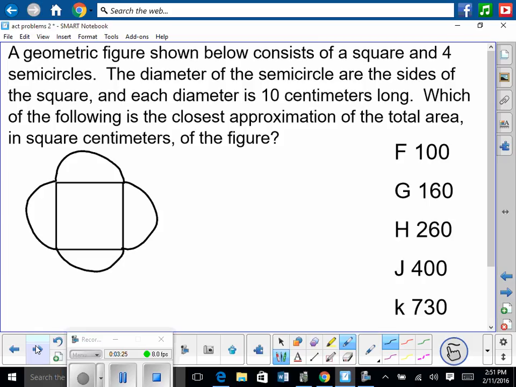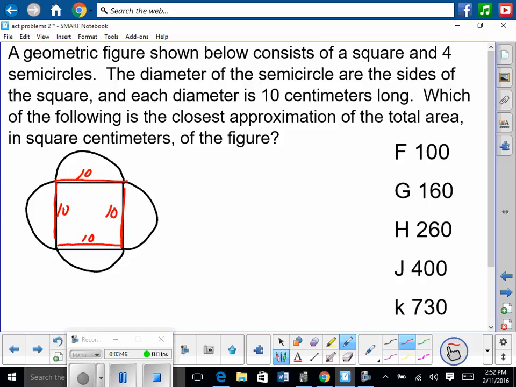It says each diameter is 10 centimeters long. Remember, if they give you something, you probably need to use it. So we know from here to here is 10. From here to here is 10. Once again, 10 and 10. Okay. Now it says, which of the following is the closest approximation of the total area in the square in square centimeters?